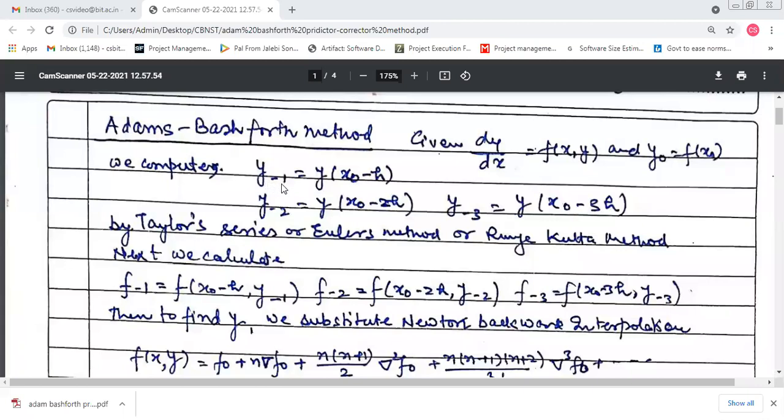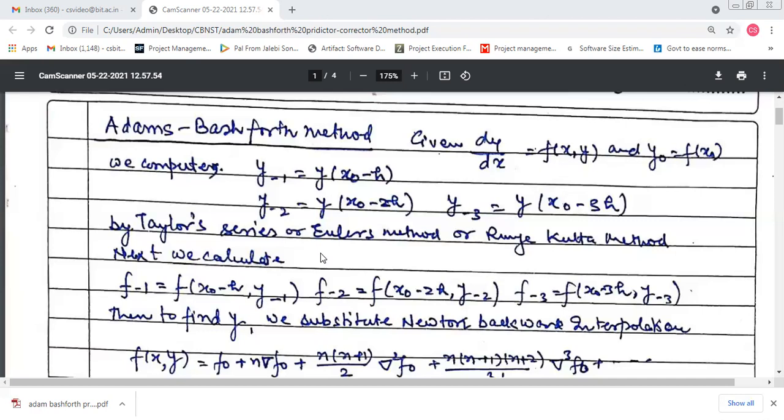Once we are able to calculate y minus 1, y minus 2, y minus 3, along with y0, we can calculate the value of f minus 1, which will be equal to f of x0 minus h, y minus 1. f minus 2 will be f of x0 minus 2h, y minus 2. f minus 3 will be f of x0 minus 3h, y minus 3. And since y0, x0 is given, we can also find f0, by putting x equal to x0 and y equal to y0.